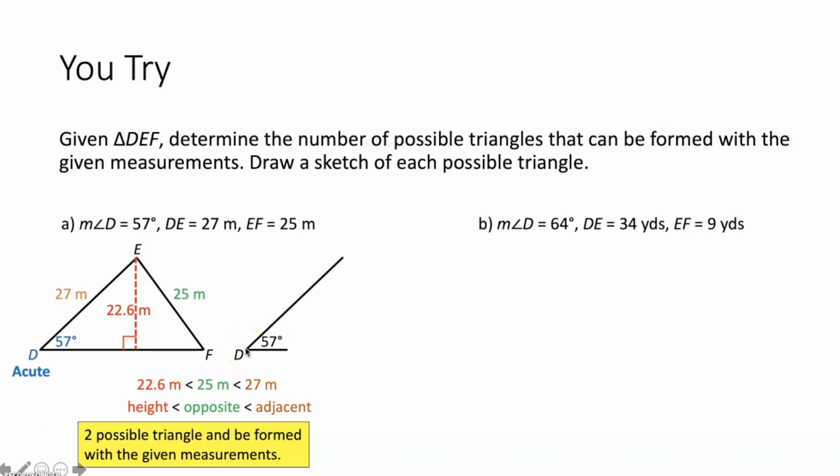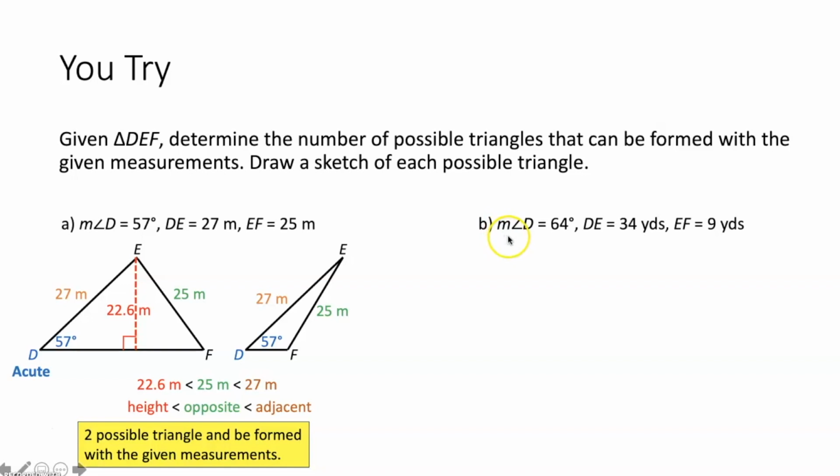Now, the cool thing about this is that our adjacent side is still going to be segment DE. Our height is still going to be 22.6 meters. Our opposite side is still going to be segment EF. The only difference is we're going to take this segment over here and swing it to the other side of our height, creating an obtuse triangle with the exact same measurements. These would then be the two triangles that could be formed using these given measurements.